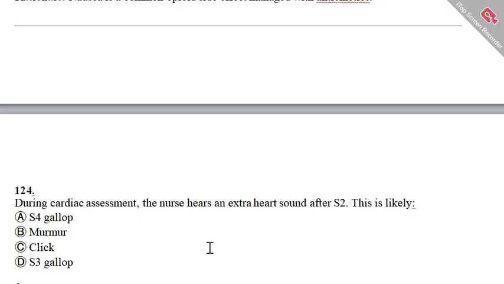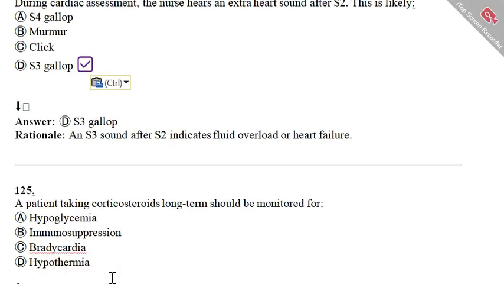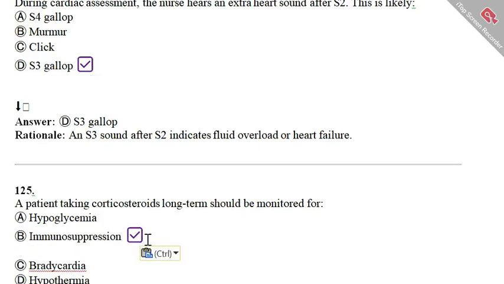This is likely, correct option is option D, S3 gallop. Question number 125. Patient taking corticosteroid long-term should be monitored for. Correct answer is immunosuppression.